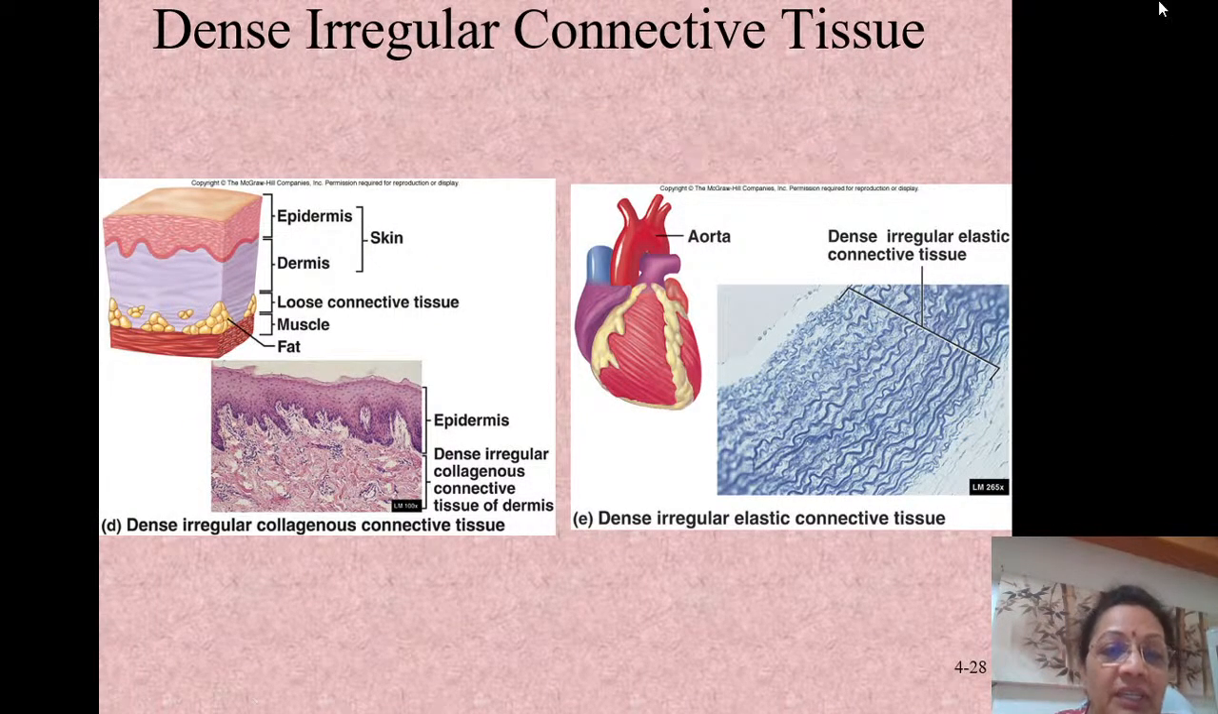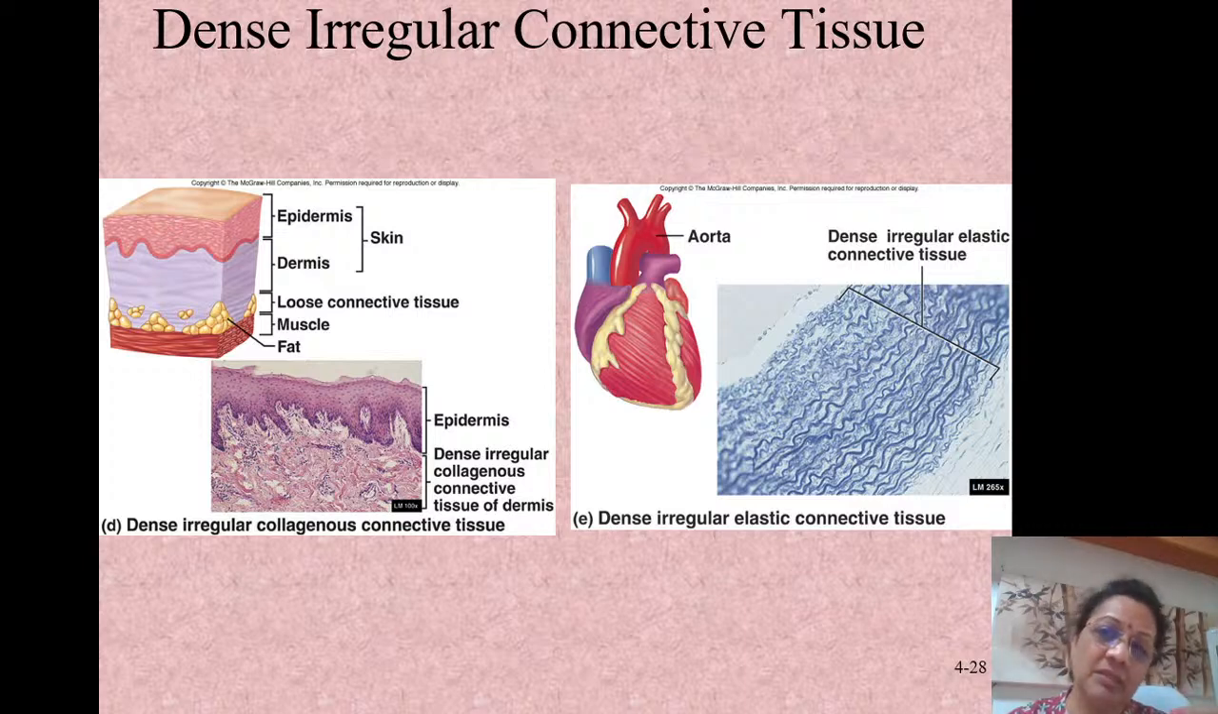Dense irregular connective tissue is the dermis of the skin. So the epidermis is all epithelial in nature. The dense irregular collagenous connective tissue is the dermis. If this was highly magnified, you'd see pink streaky material, purple nuclei, mostly dash shaped, in between, and lots of other things in between.